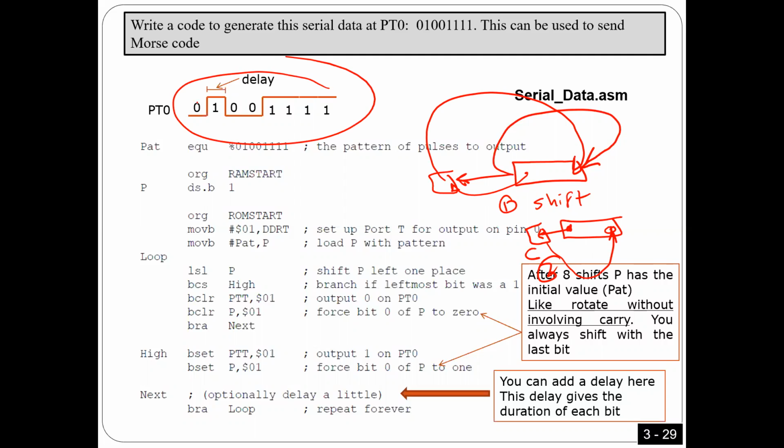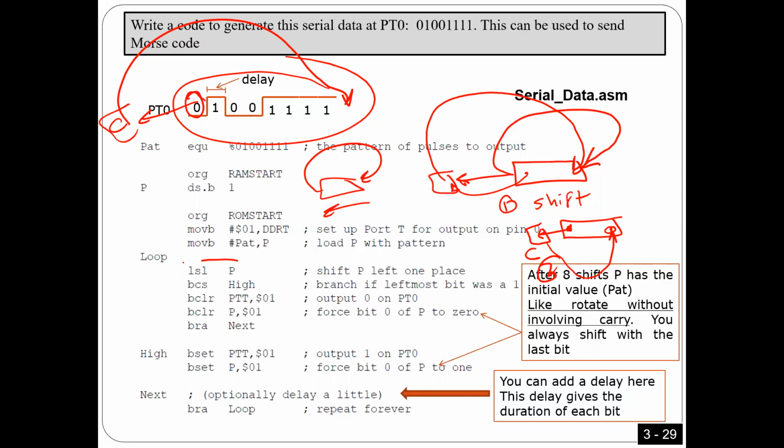Because every time I shift, this bit is going to go to the carry, and then I'm going to copy it back here. So it's like rotate. It's like I'm doing rotate without carry. I think we did something like that. Show me where in the code you did it. I'm going to show you how.